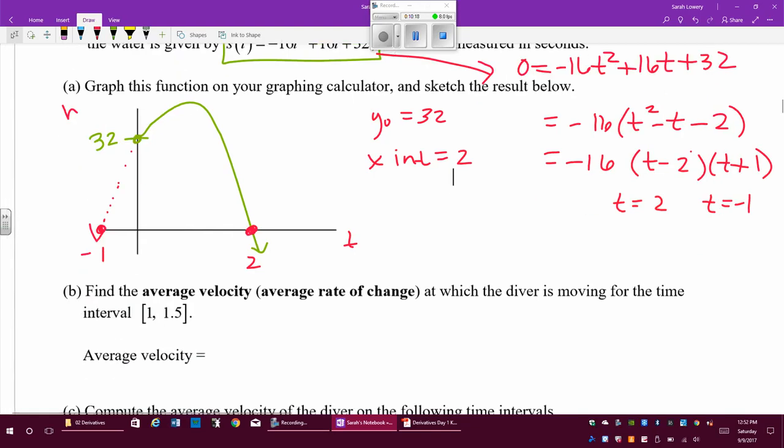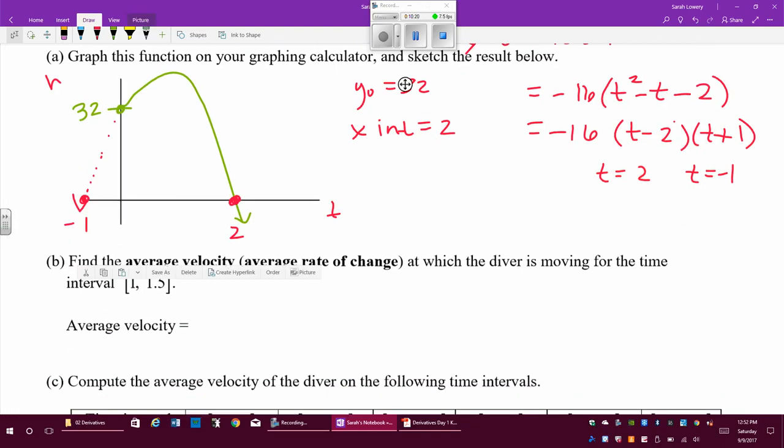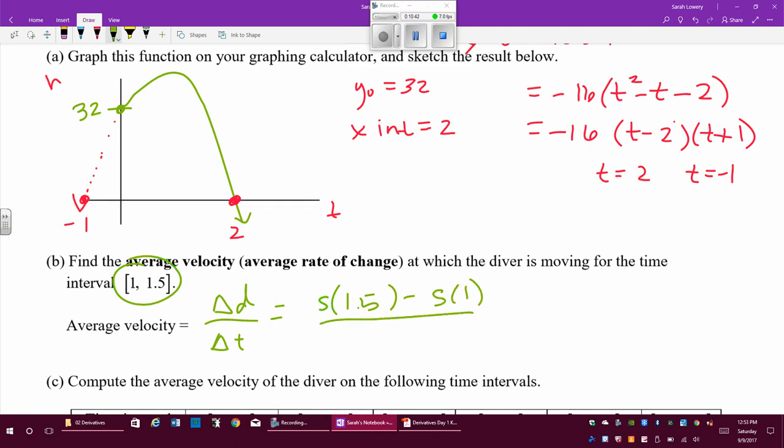It says find the average velocity, aka the average rate of change, at which the diver is moving over this interval. Now this is not instantaneous velocity, this is average velocity. I'm talking about delta distance over delta time. So that means I need to find s of 1.5 minus s of 1 over 1.5 minus 1.